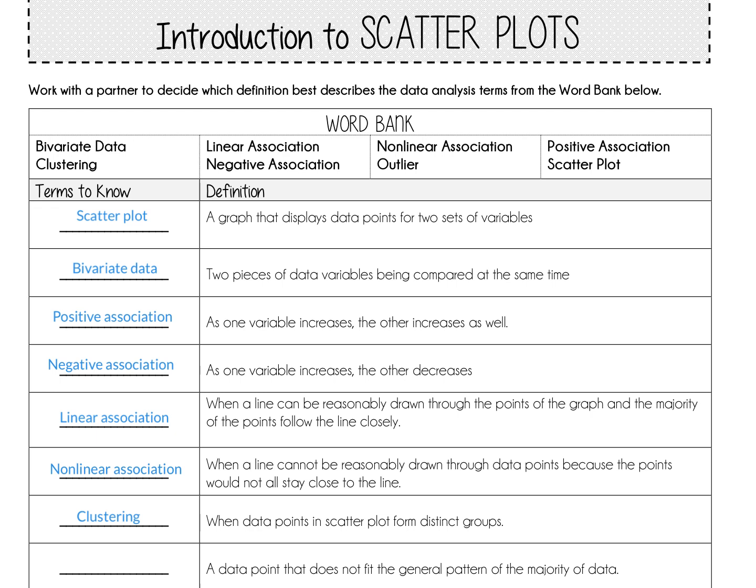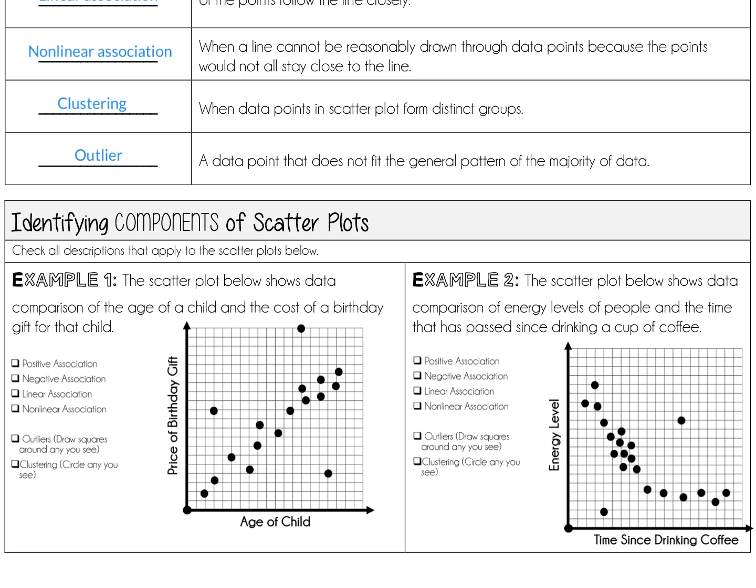When data points in scatter plots form distinct groups, so they're all clumped together, we call that clustering. The data that does not fit the general pattern of the majority of data is called an outlier. Now that we know what the terminology means, let's try identifying components of a scatter plot.